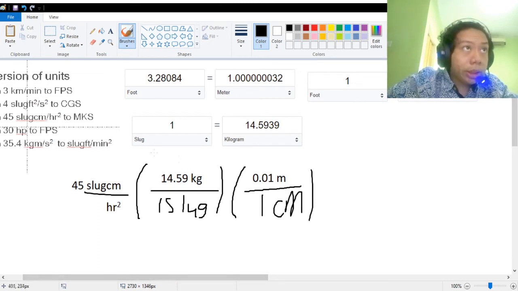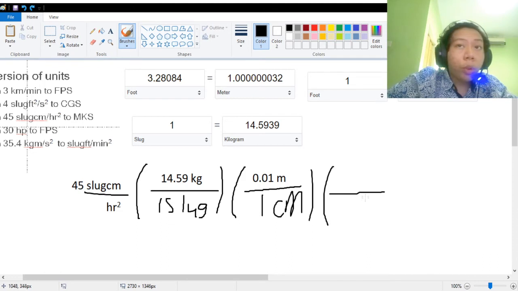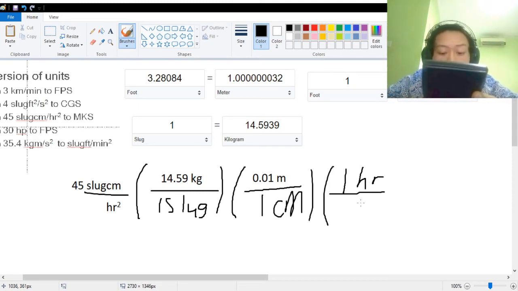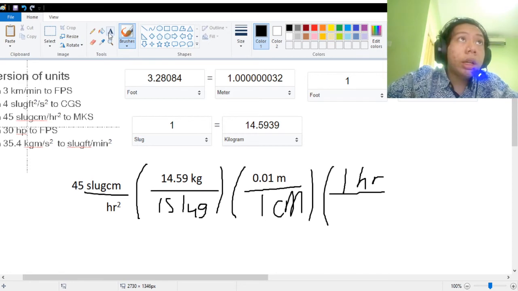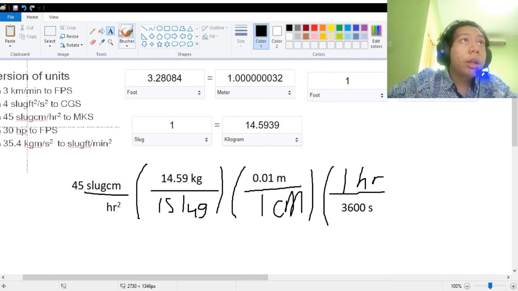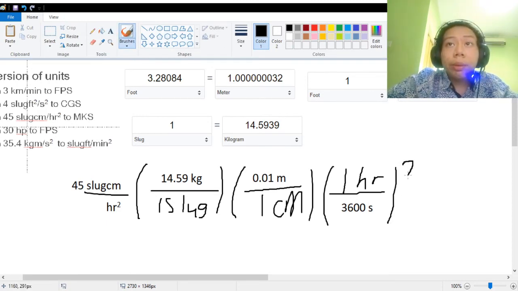Okay, the next thing is to convert hour to second. Right here the hour squared is in the denominator side. So in order to cancel this hour squared, we have to put hour on top, into the denominator. So 1 hour is equal to 3,600 seconds, and then we need to square it.